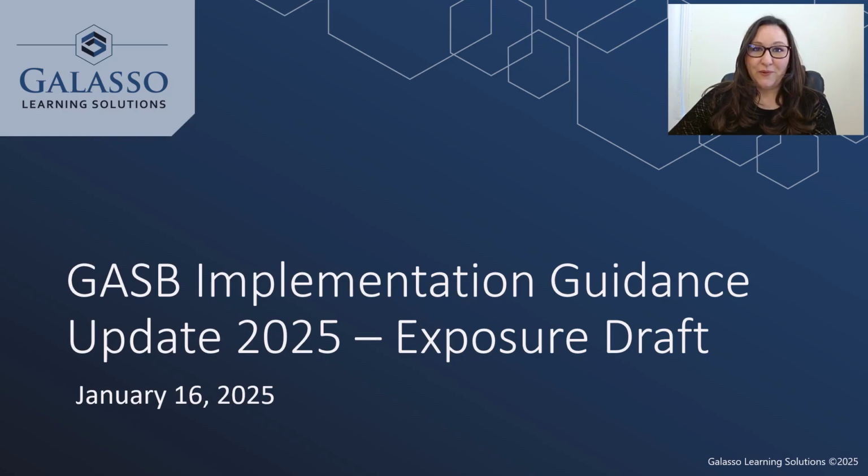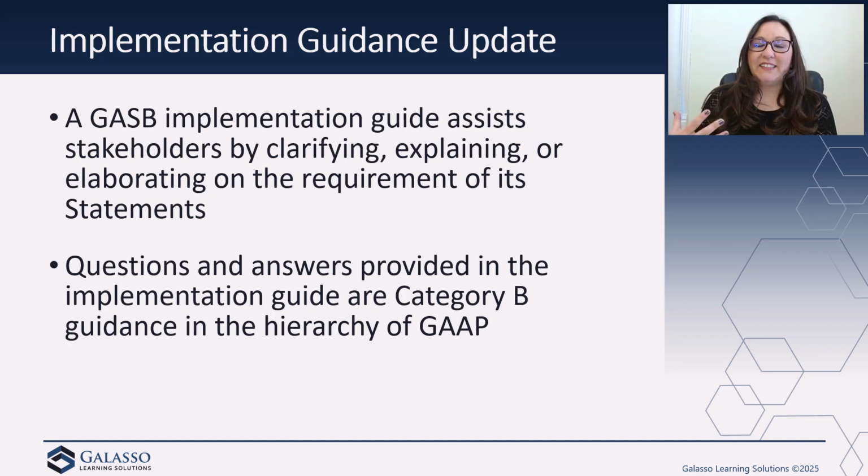On this week's Genuine Learning blog, we will be discussing the GASB's exposure draft for the 2025 Implementation Guidance Update. First, we need to have an idea of what an implementation guidance update is. This update is to provide guidance to help stakeholders by clarifying, explaining, or elaborating on the requirements under the statement. It's really going to be looking at certain transactions and how to actually apply the statements. These questions and answers are going to be Category B guidance in the hierarchy of GAAP.